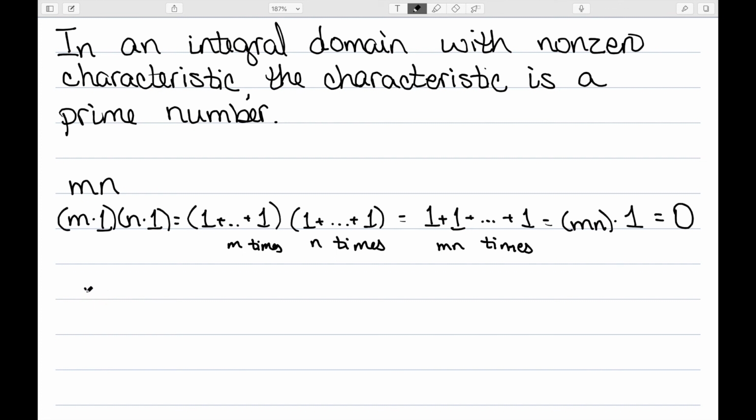Since this is an integral domain, I have a product here equal to 0. So m times 1 is equal to 0, or n times 1 is equal to 0. But that's impossible since mn was chosen to be the least positive integer. So therefore, it can't be equal to a product, and it has to be a prime number.